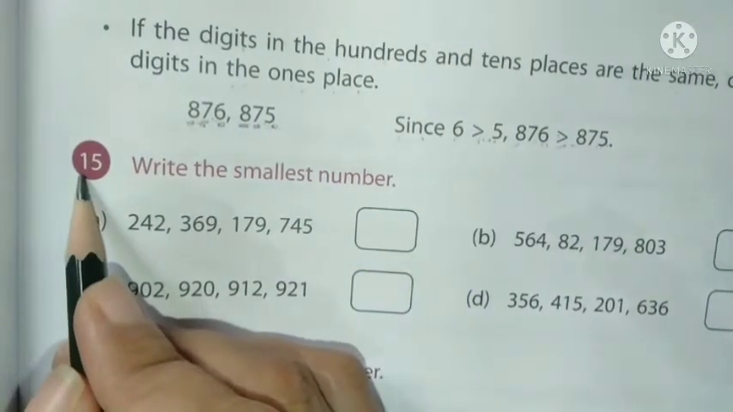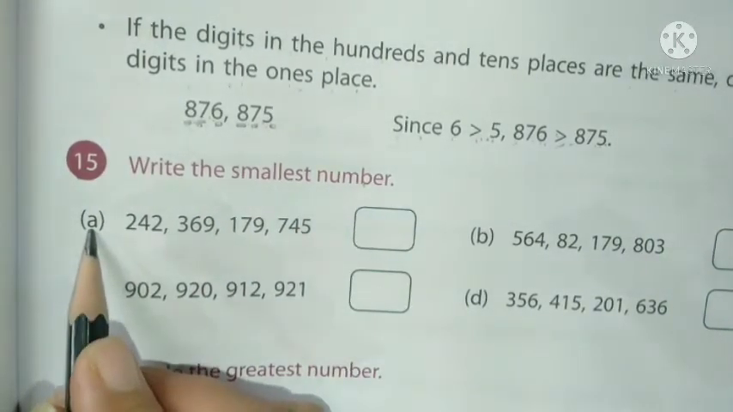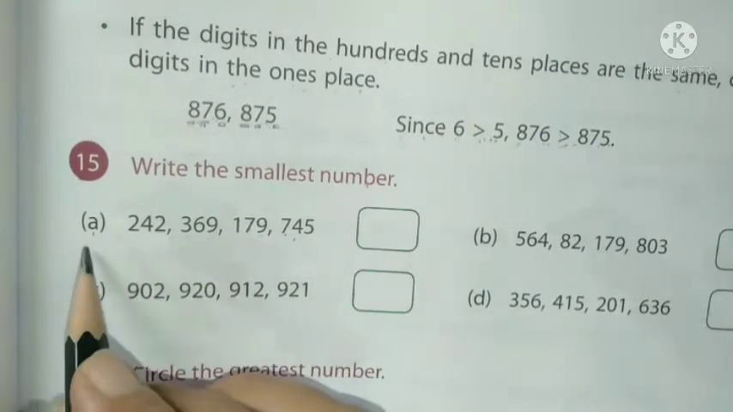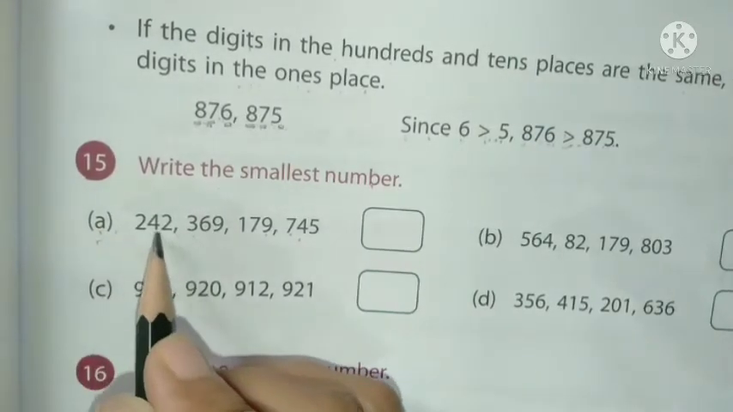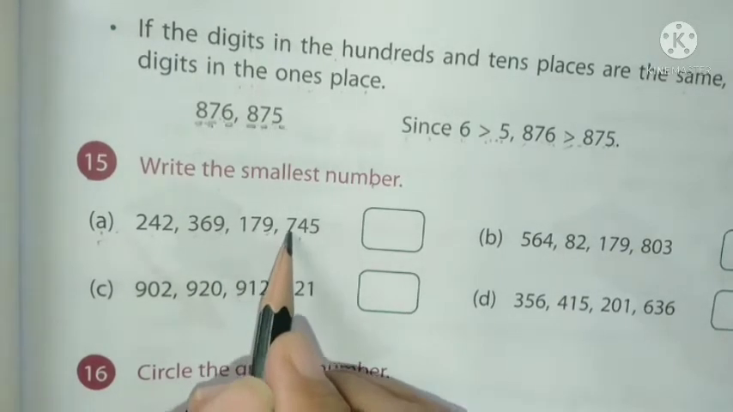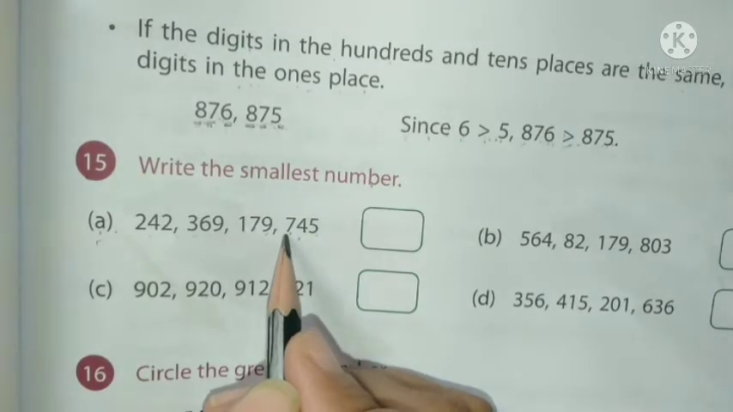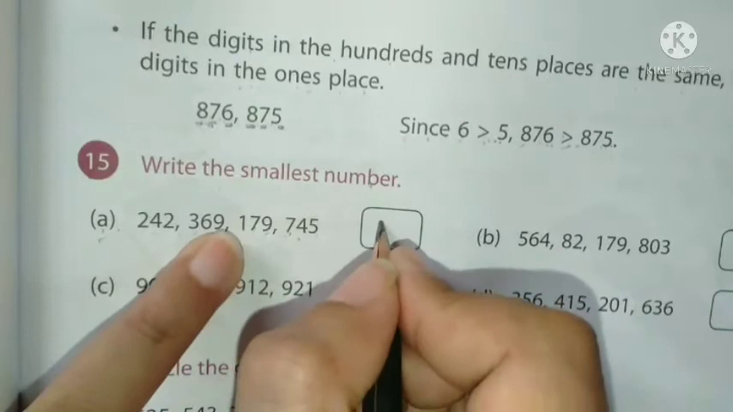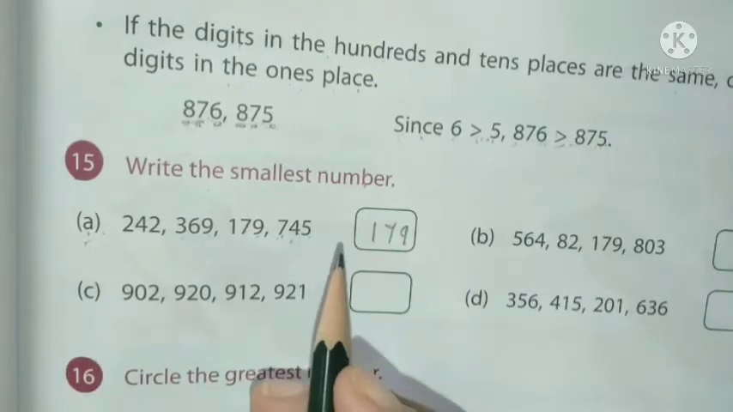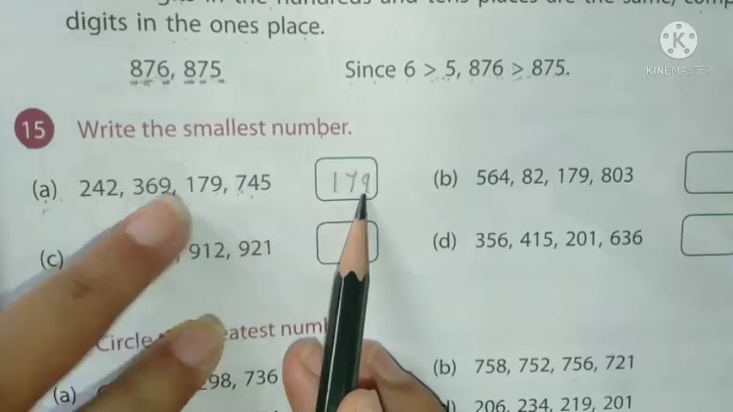Now we will do the exercise 15. Write the smallest number. Students, here some numbers are given and you have to write the smallest number. 242, 369, 179 and 745. Now tell me, which is the smallest number here? Yes, 179. So write down here 179 because in all these numbers 179 is the smallest number.